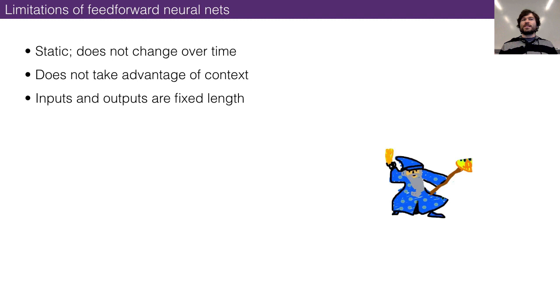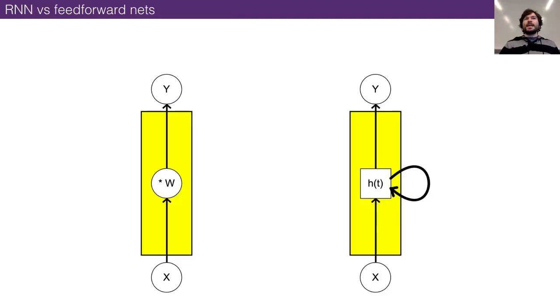So, an image has some number of pixels, and whatever it is that we're dealing with, it always has to fit into a single vector. And we're going to see that we're able to break these assumptions with recurrent neural networks. So if feedforward neural networks are what you see on the left, recurrent neural networks are what you see on the right. And this is the ultimate black box here as well.